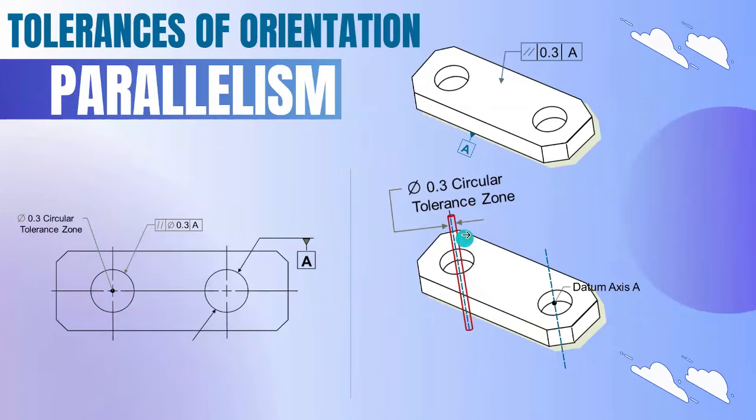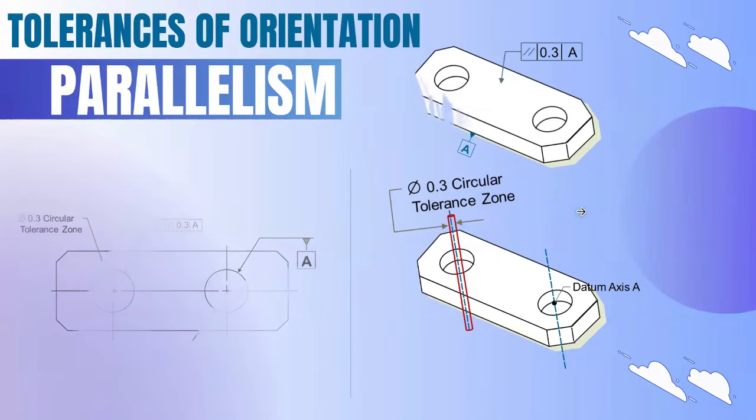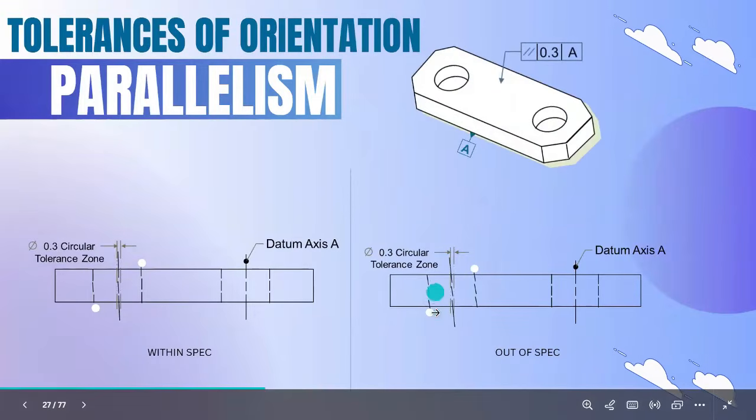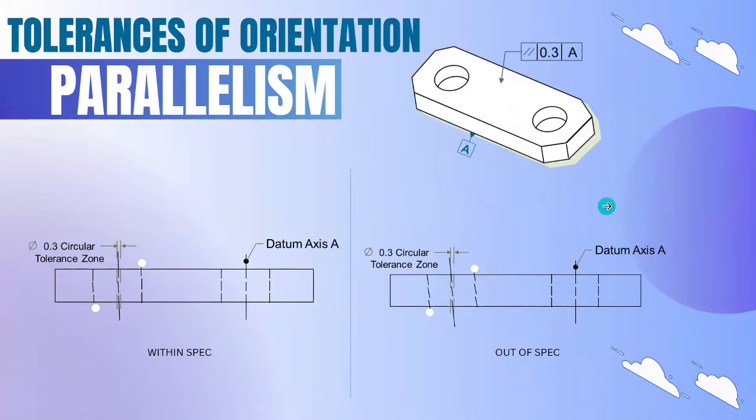So the shape of the tolerance zone will be a cylindrical tolerance zone. Here you can see the deviation at the right hand side. The deviation is more, so it went out of this zone, so it is out of spec.